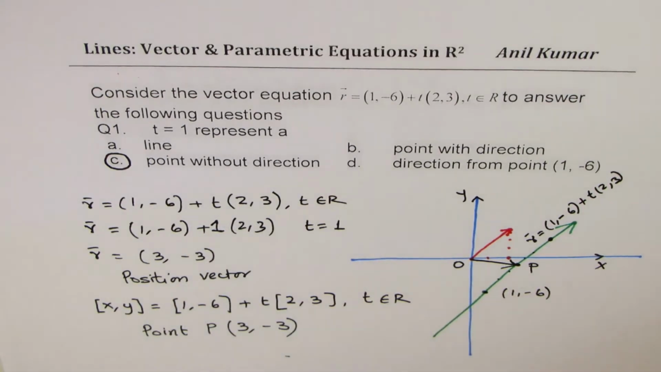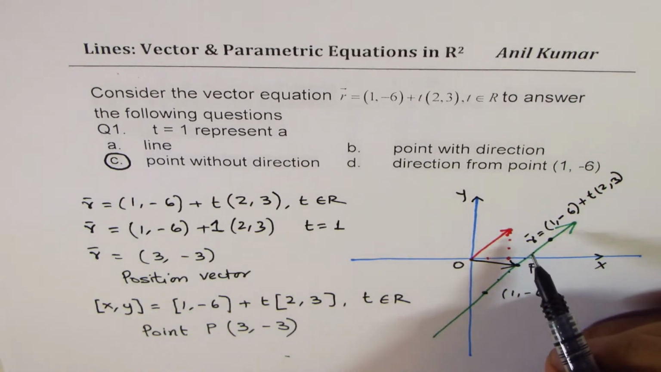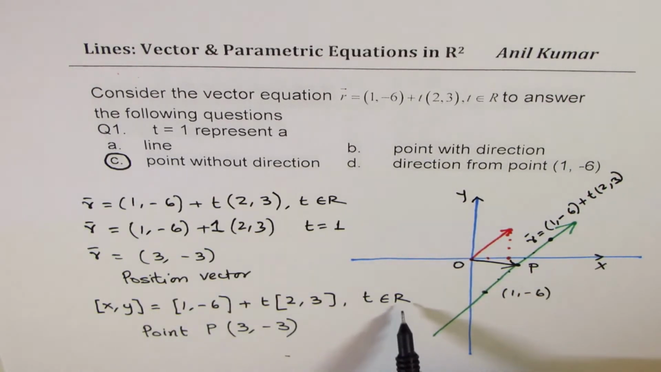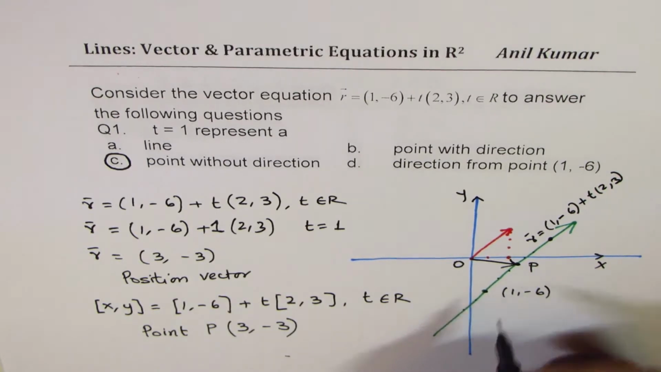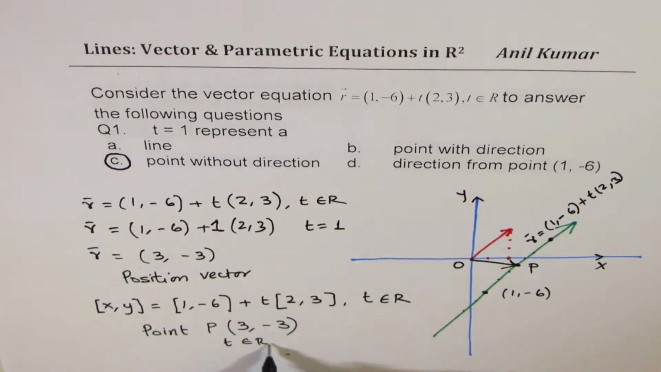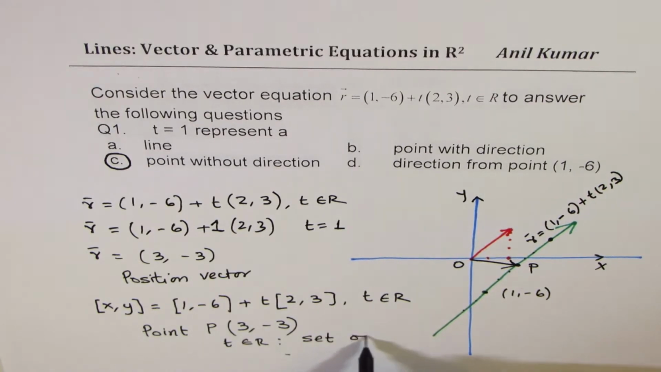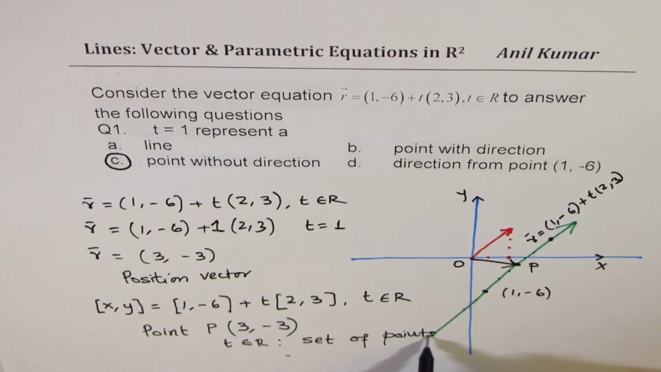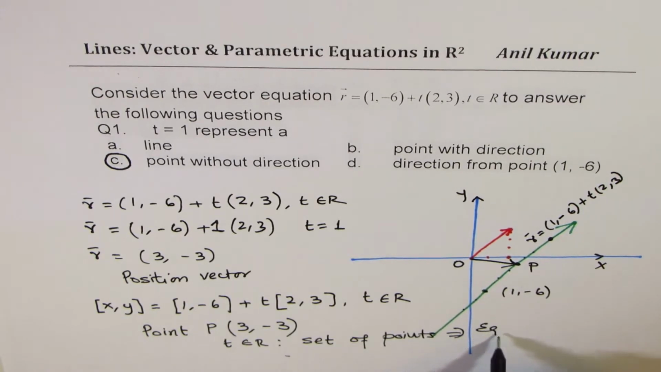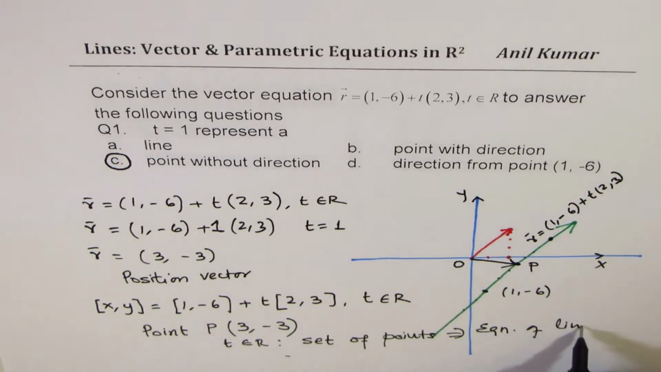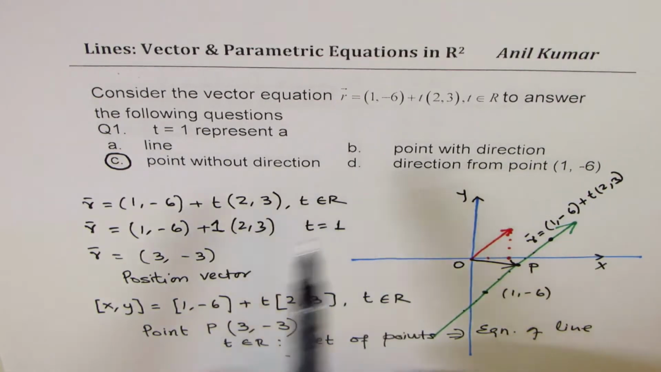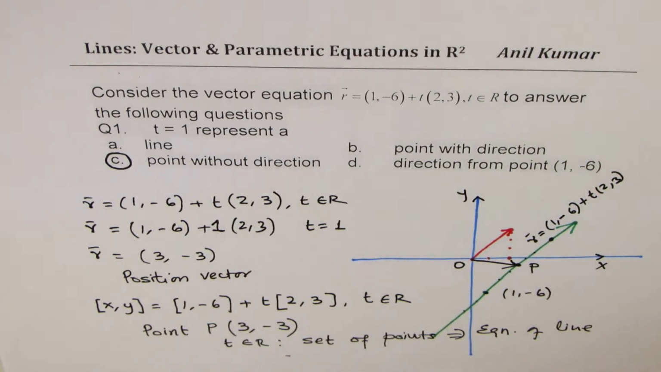Now this is a very important question to understand as we move forward. At t equals 1, or for that matter, at t equals any value of R, we are only looking for a set of points, right? So t belongs to R means a set of points, and that leads to the equation of a line. Individually, each is a point. They individually do not represent a line, do not represent any direction. I hope this point is absolutely clear, right? So from here, let's move forward.